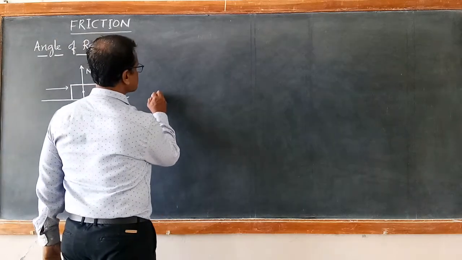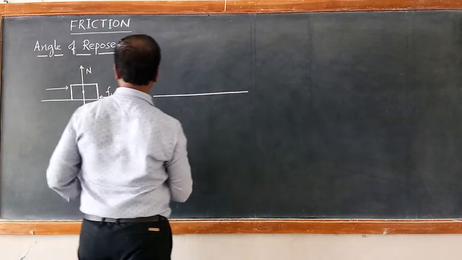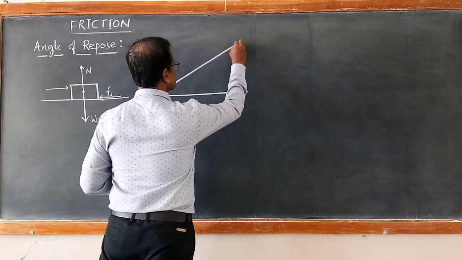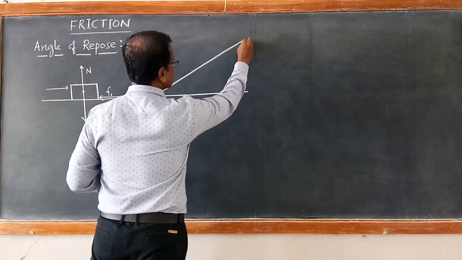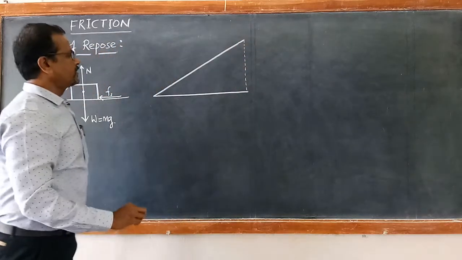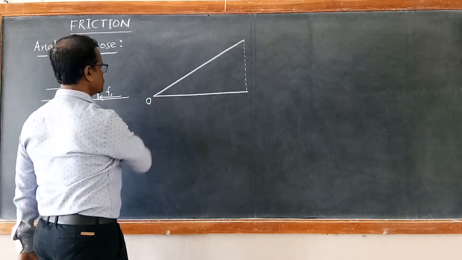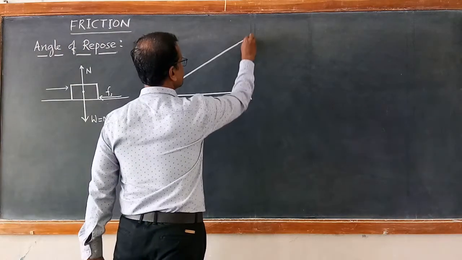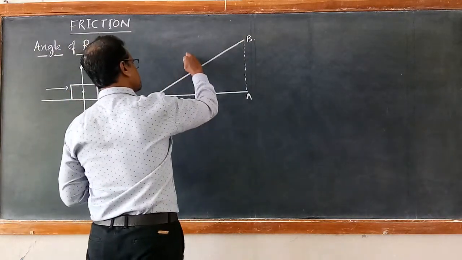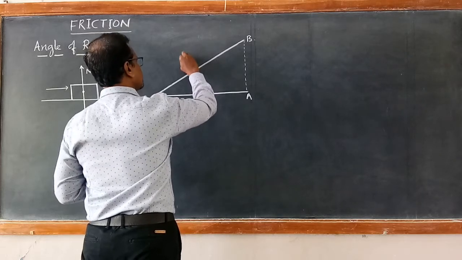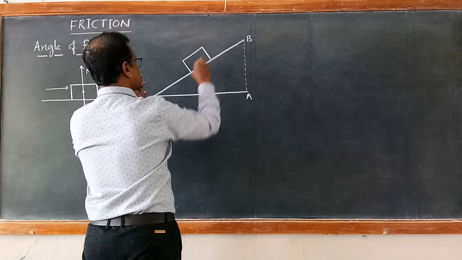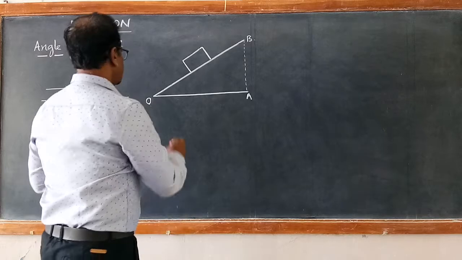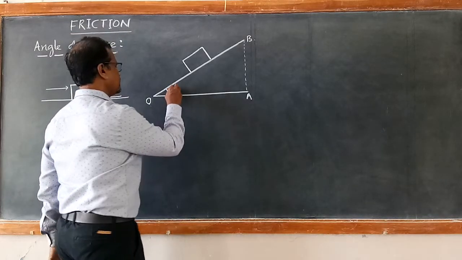Now suppose this plane is slightly inclined. Suppose the same plane is now slightly inclined like this, with a certain angle with respect to the horizontal. Suppose this is O and this is A and this is B, right? The same box of mass M is now in this position. Now this angle theta is of our interest.